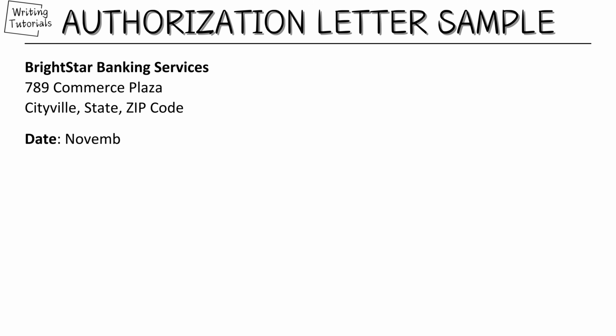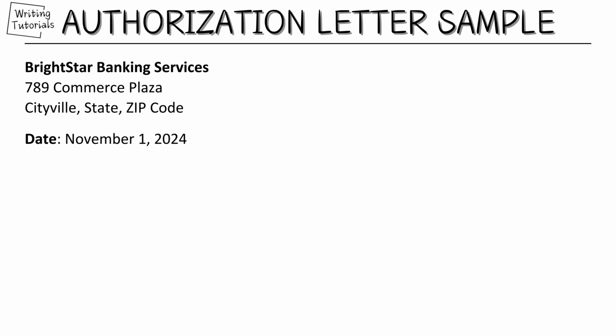Below the company details, add the date you're writing or sending the letter. Including the date is important because it helps establish a timeline for when the authorization takes effect. So, on paper, this should look like: Brightstar Banking Services, 789 Commerce Plaza, Cityville, State, zip code. Date, November 1st, 2023. The layout is clean, professional, and easy for the recipient to find essential details right away.